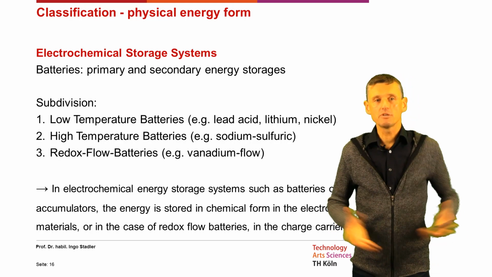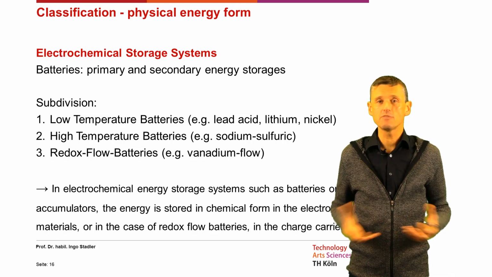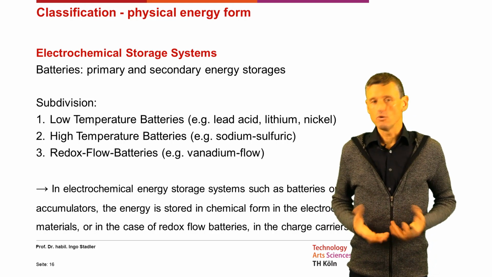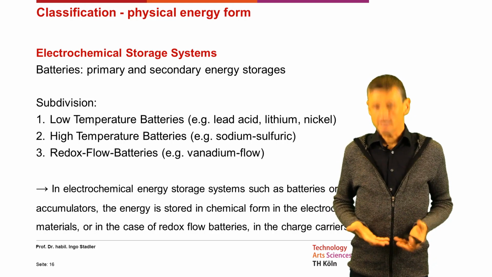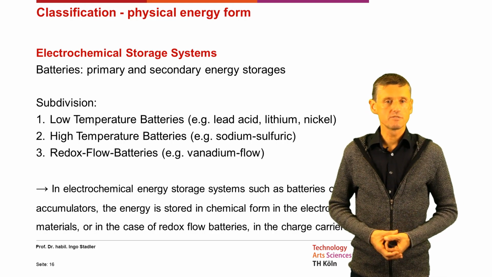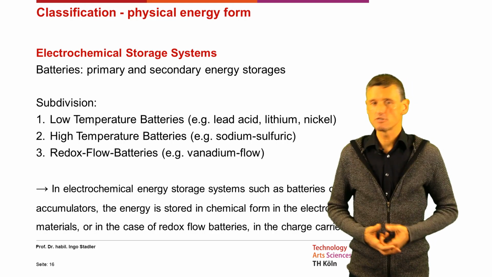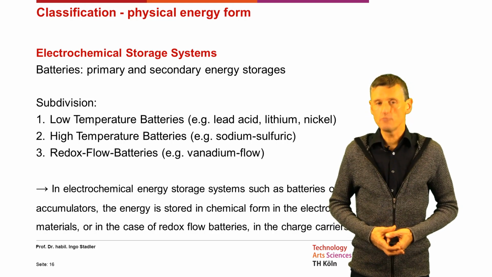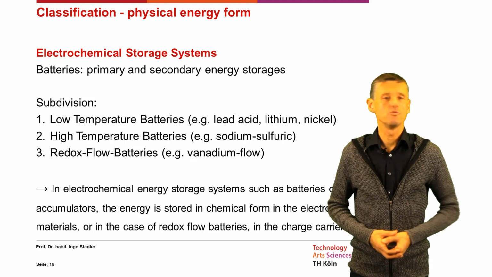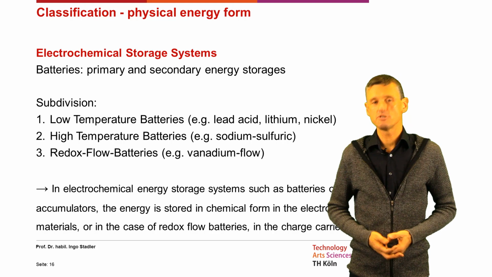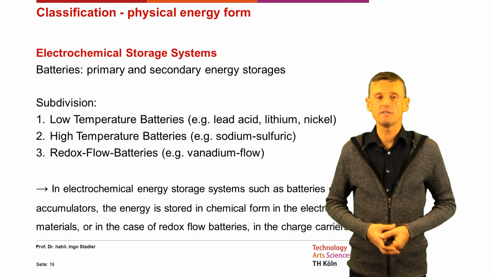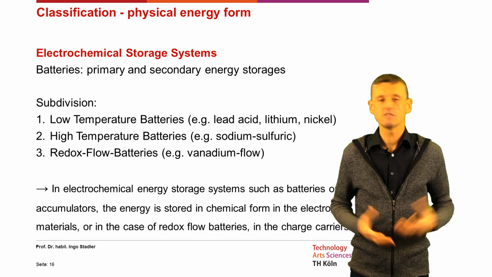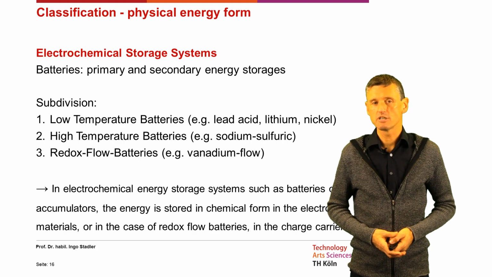Then we have the very popular electrochemical storage systems, and also here we can distinguish different types or subdivide them into low temperature batteries, like we know from lead acid, lithium batteries or nickel batteries, or high temperature batteries like the sodium sulfur batteries, or we can also distinguish redox flow batteries like the vanadium flow battery. In electrochemical energy storage systems such as batteries or accumulators, the energy is stored in chemical form in the electrode materials, or in the case of redox flow batteries, in the charge carriers.